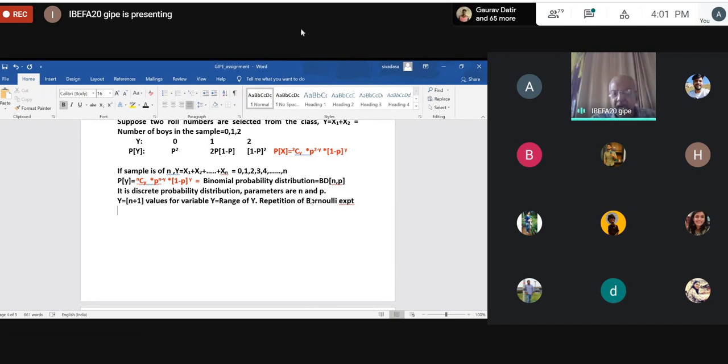A question paper has 10 questions. Each question has 4 alternatives, of which one is correct. So if I compare with binomial, each question becomes a Bernoulli trial and the entire question paper is a binomial experiment. Each question is Bernoulli and the entire question paper is binomial.